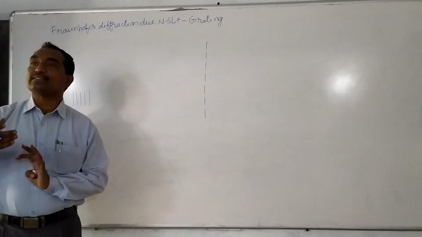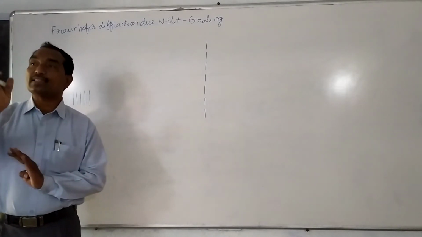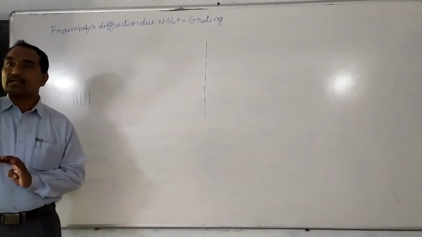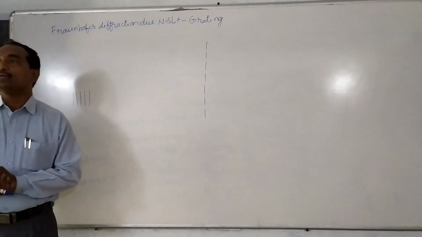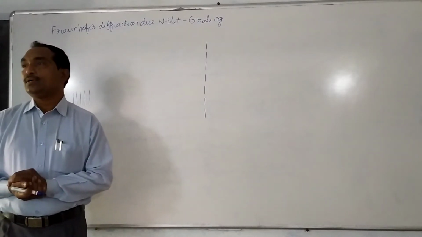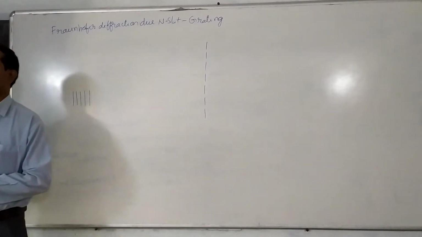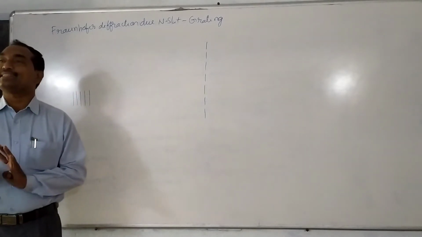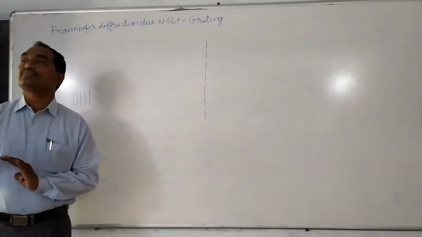So when the light is incident on that material, the light passes through the glass where it is transparent, and where the lines are drawn, it is opaque. The light does not pass through the lines. So this is called a diffraction grating. Of course, this is called a plane transmission grating because the light is transmitted through the glass plate.